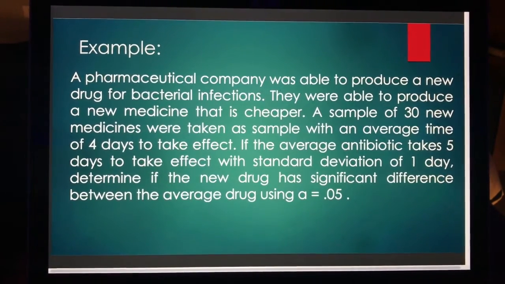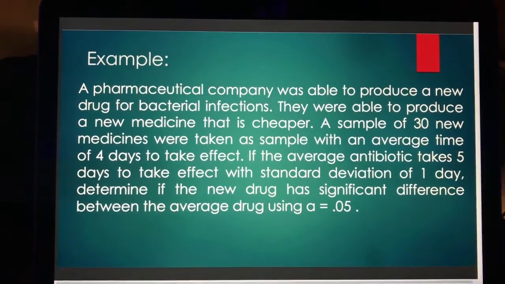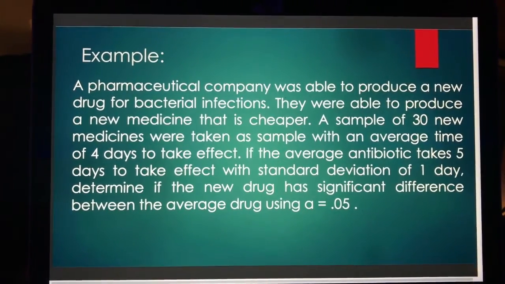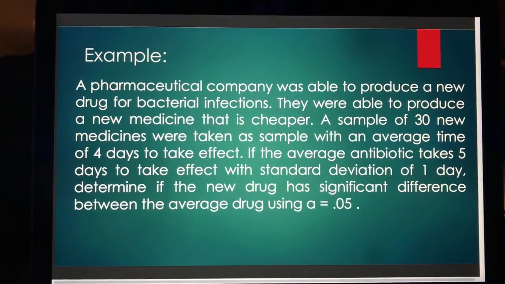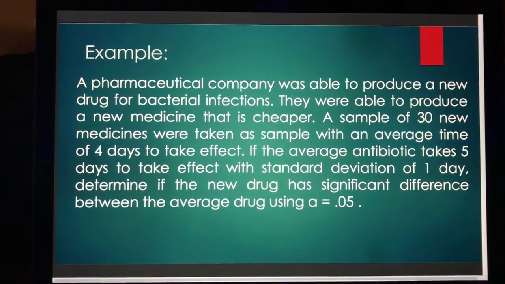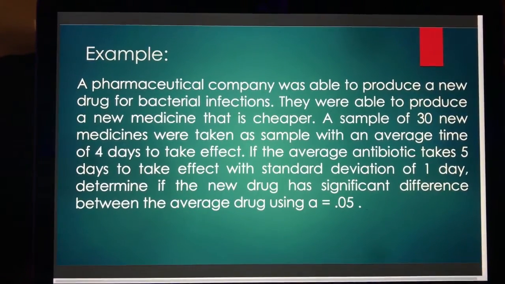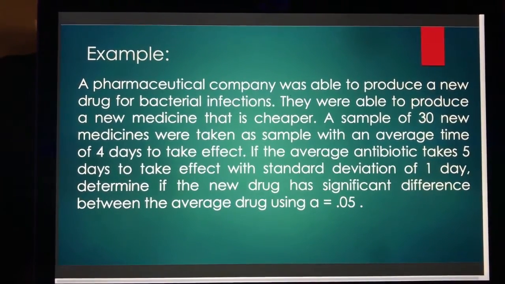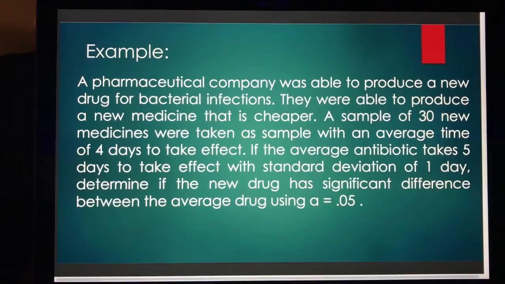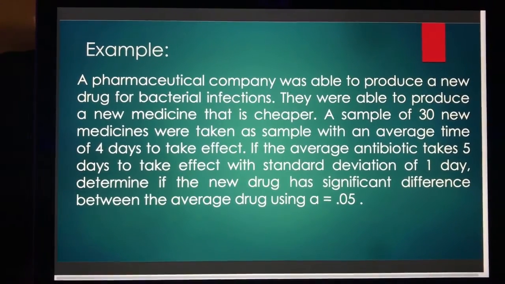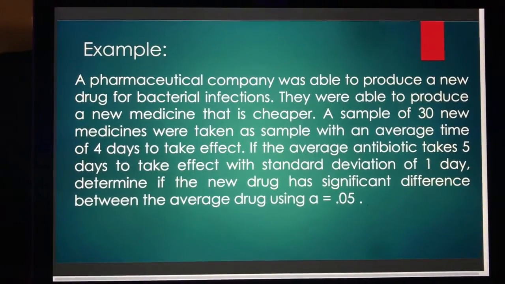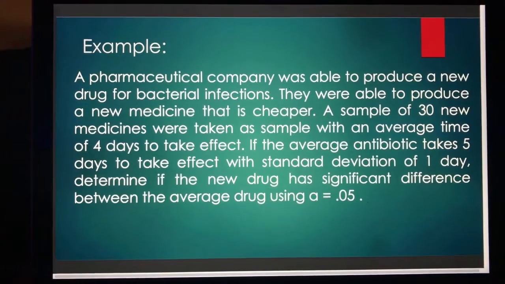This is an example or a word problem given to us by our professor, Sir Francis Torres. A pharmaceutical company was able to produce a new drug for bacterial infections. They were able to produce a new medicine that is cheaper. A sample of 30 new medicines were taken as sample with an average time of 4 days to take effect. If the average antibiotic takes 5 days to take effect, with standard deviation of 1 day, determine if the new drug has a significant difference between the average drug using alpha is equal to 0.05.